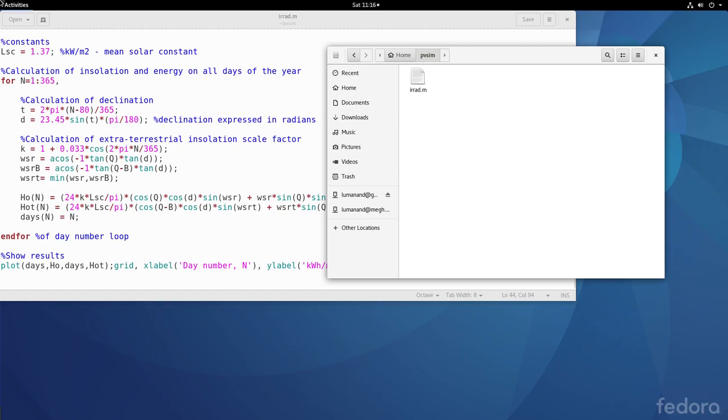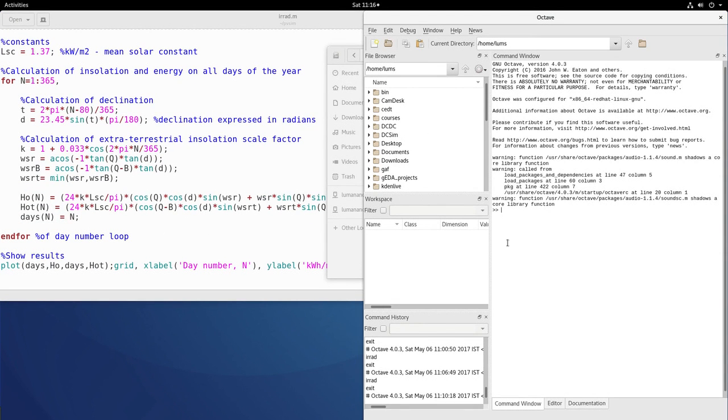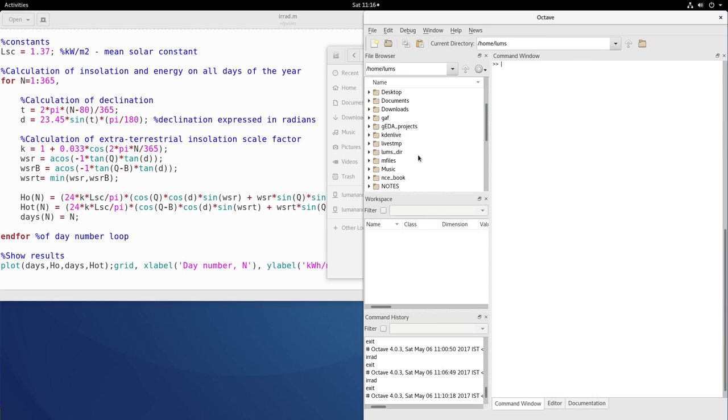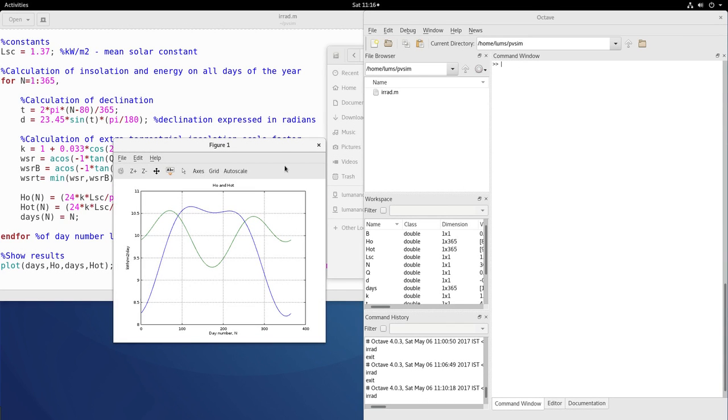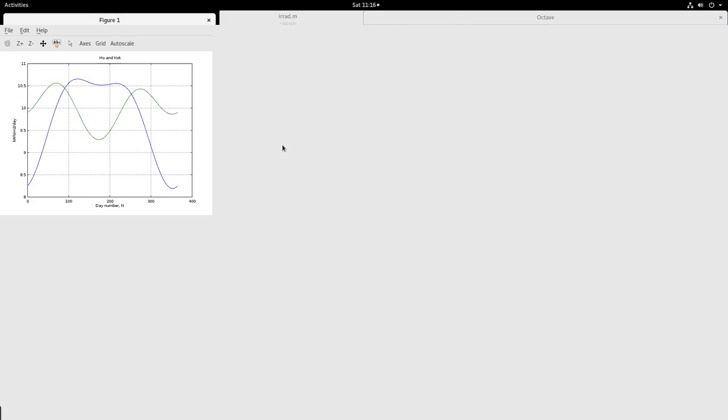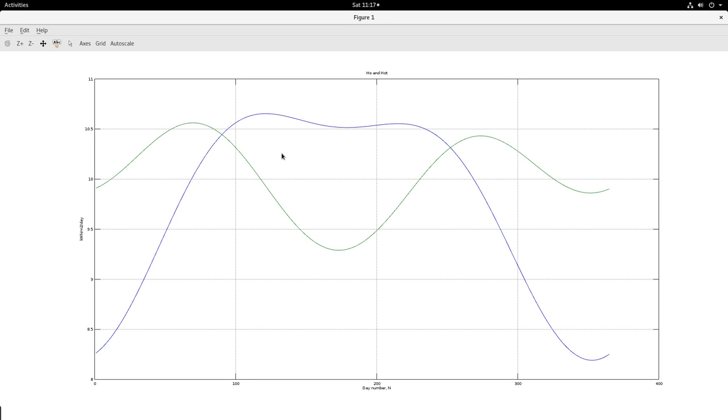Now next we go to Octave. We will open Octave. I will clear up the Octave workspace screen and then go to the pvsim folder, and that is where the irrad.m is located. We will now run the script file irrad. Now that will result in this graph. So I will open it up, zoom it.